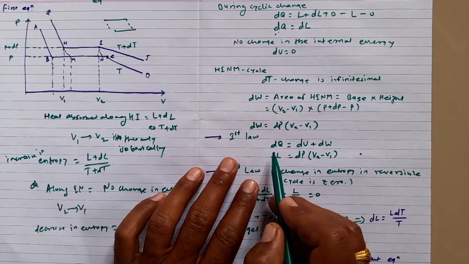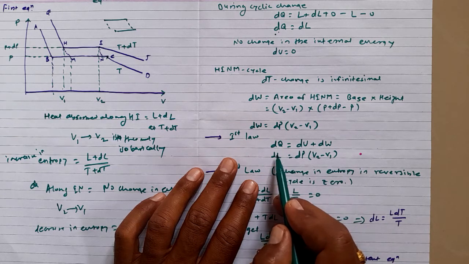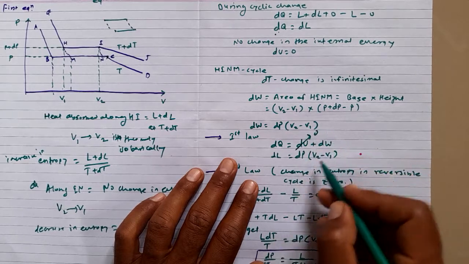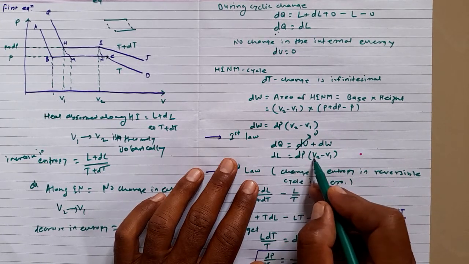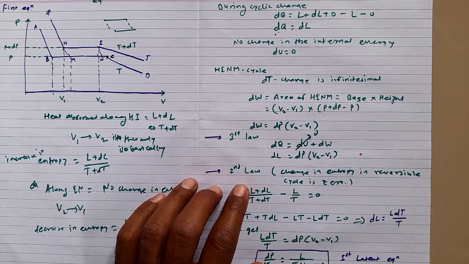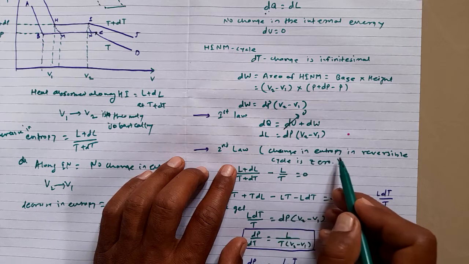According to the first law, dq is equal to dU plus dW. So dq we know is dL, and dU is 0. So dW is nothing but dP into V2 minus V1. So again, trying to consider the second law of thermodynamics, that is the change in its entropy is given.